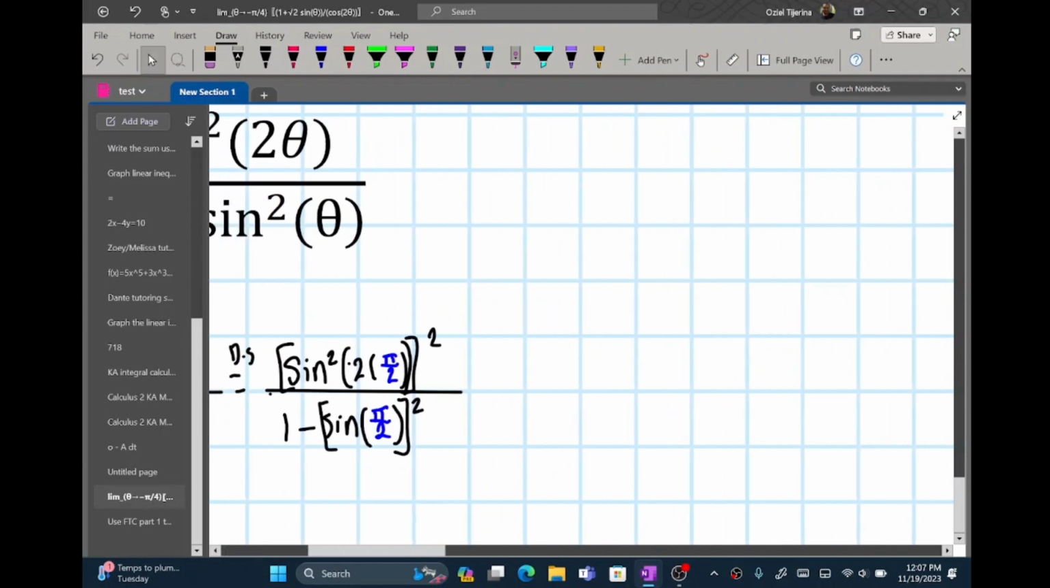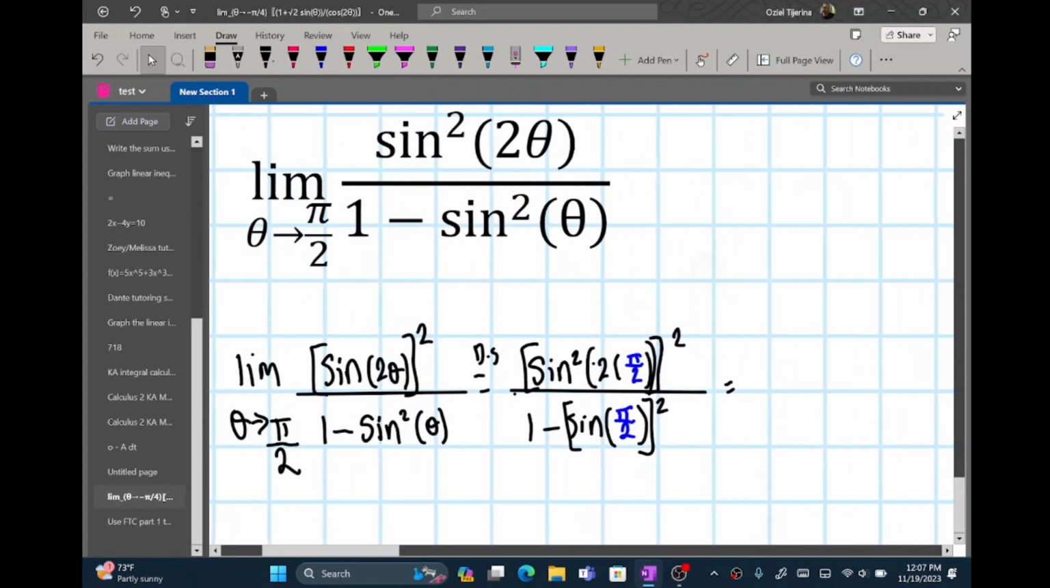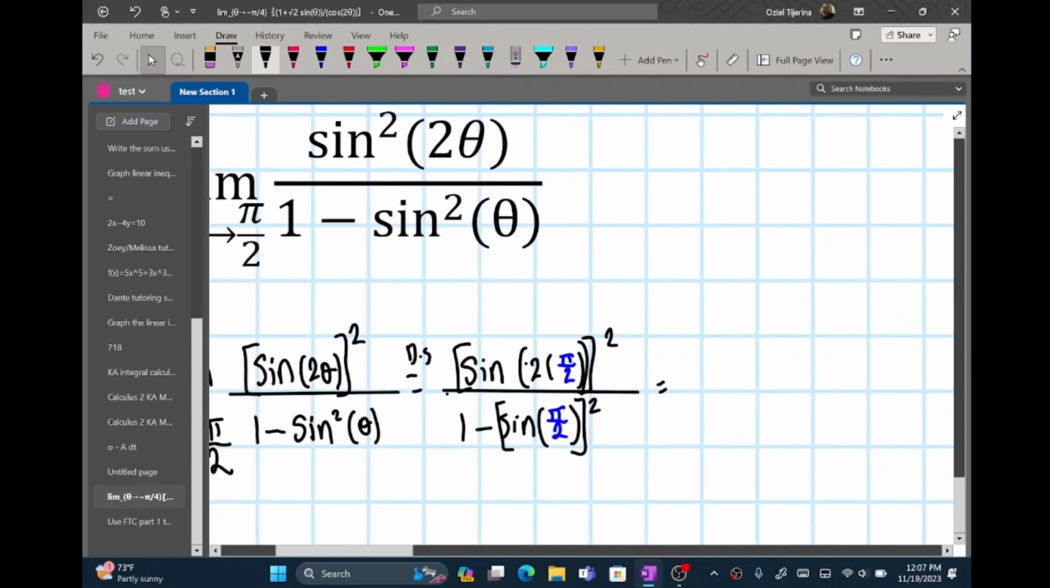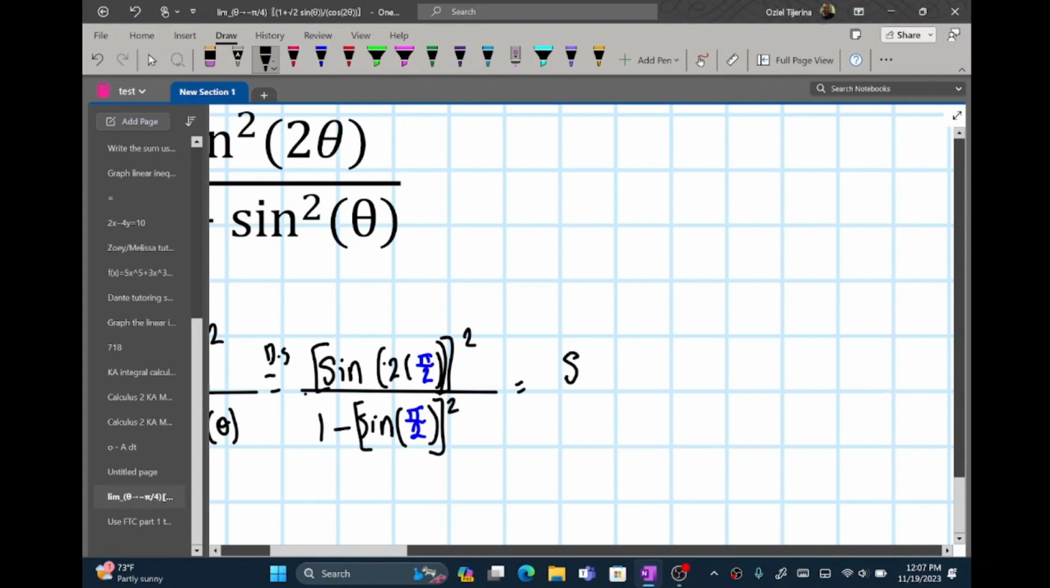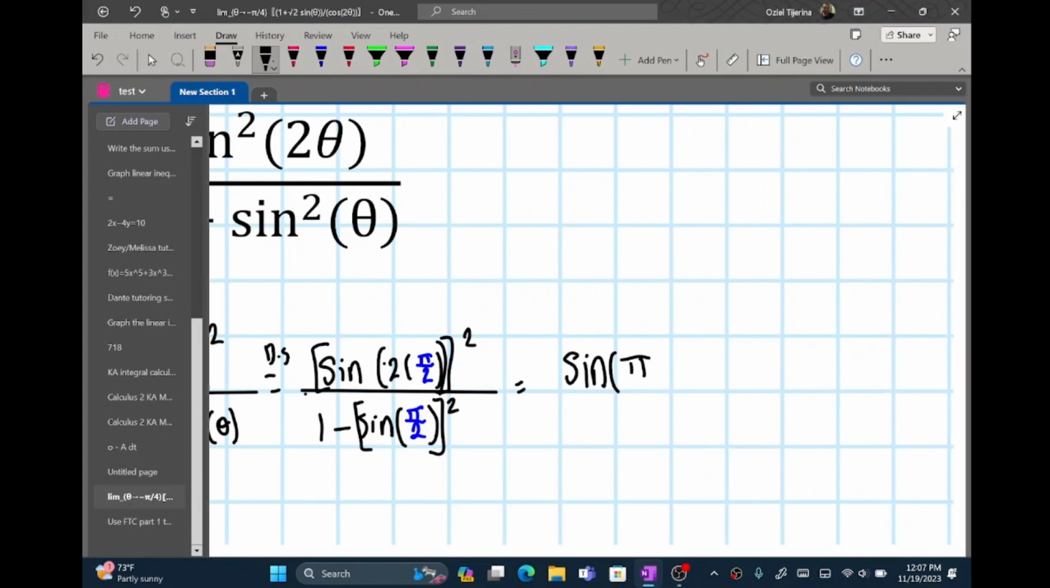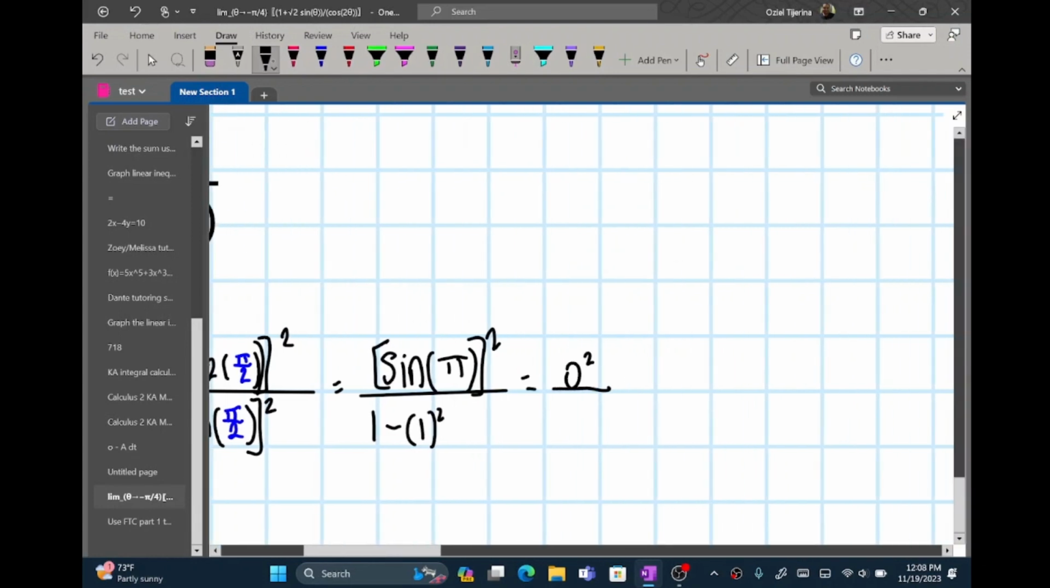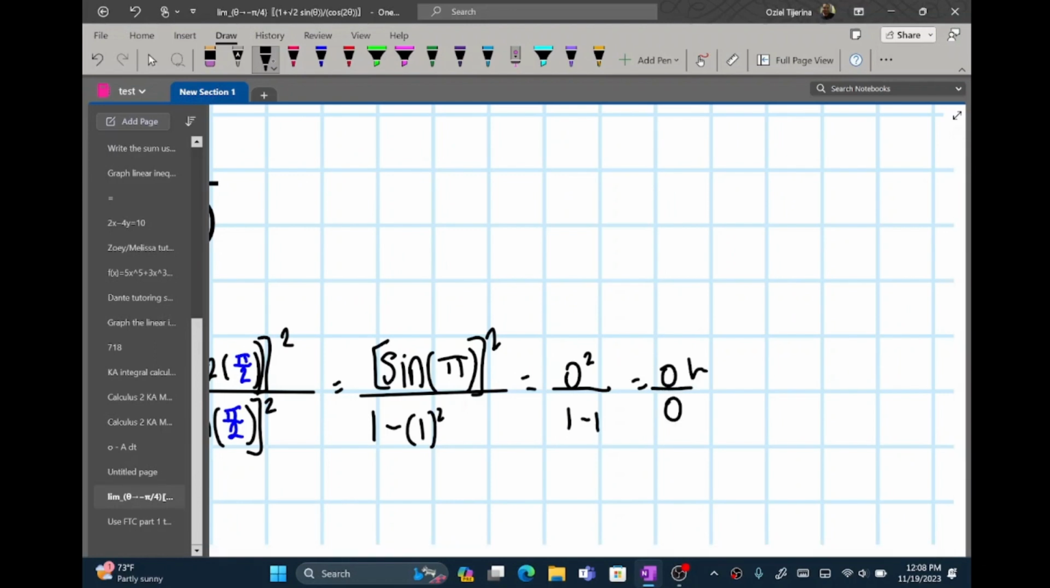Actually, I'm sorry, this is supposed to be sine of 2 times pi over 2, quantity squared. So sine of 2 times pi over 2 is sine of pi, which is 0, and this entire thing is squared, over 1 minus sine of pi over 2 squared. Sine of pi over 2 is 1, so 1 squared, and so this gives me 0 squared over 1 minus 1, which is 0 over 0. I just wanted to verify that yes, this is an indeterminate form.